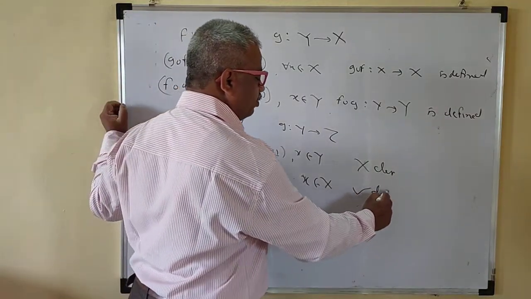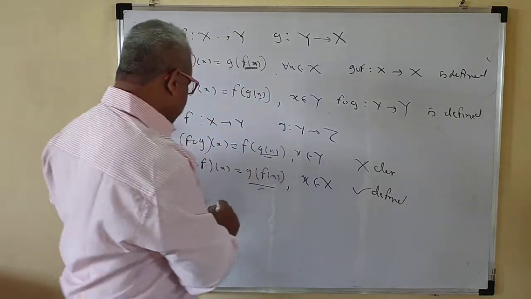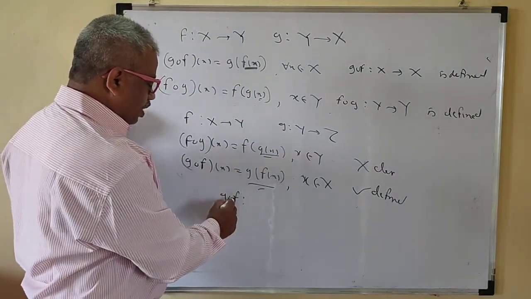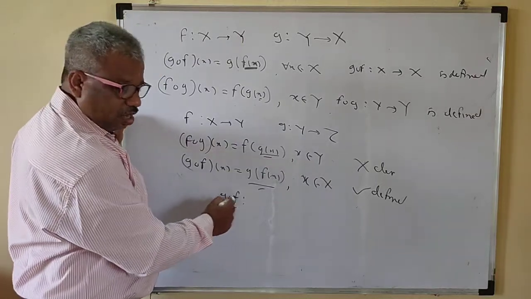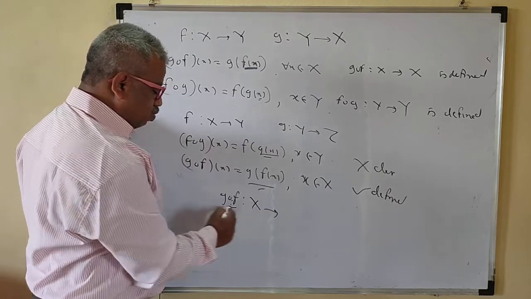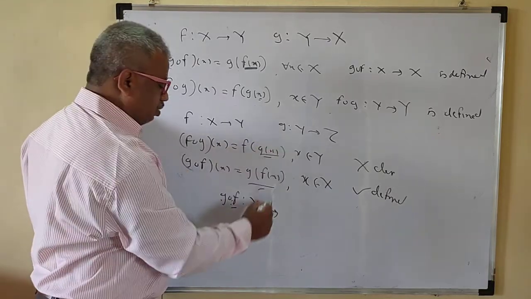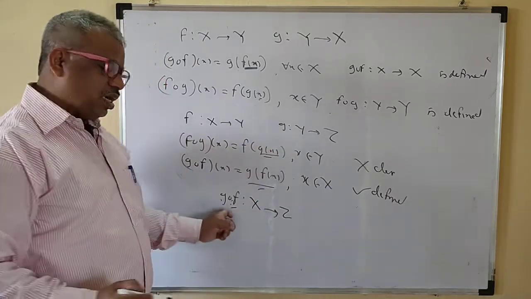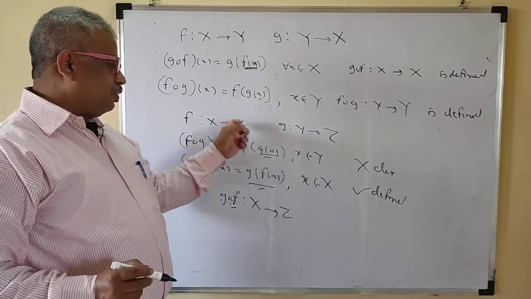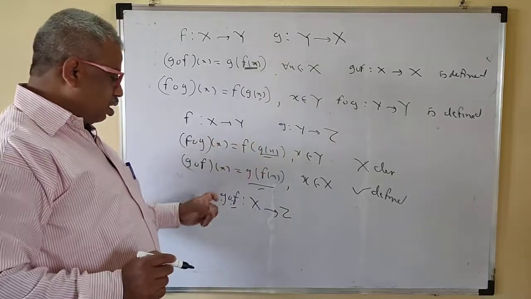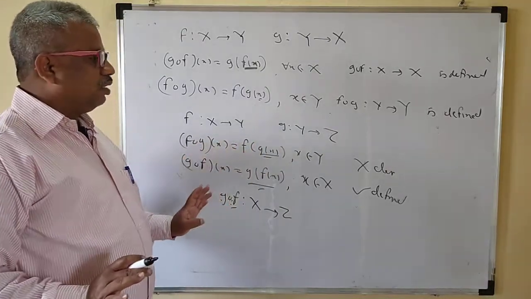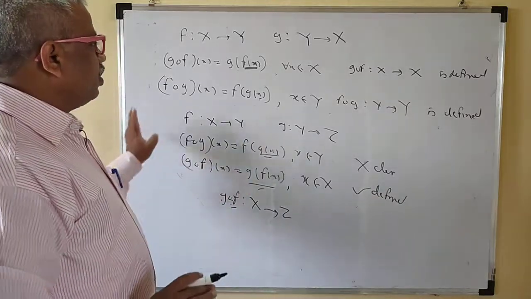So G compose f is a function. The domain is the domain of f, which is X, and the codomain is the codomain of G, which is Z. So that means G compose f is a function from X to Z. And here f compose G, where f is from X to Y and G is from Y to Z, does not exist, so it is not defined. So these are the types of the functions.